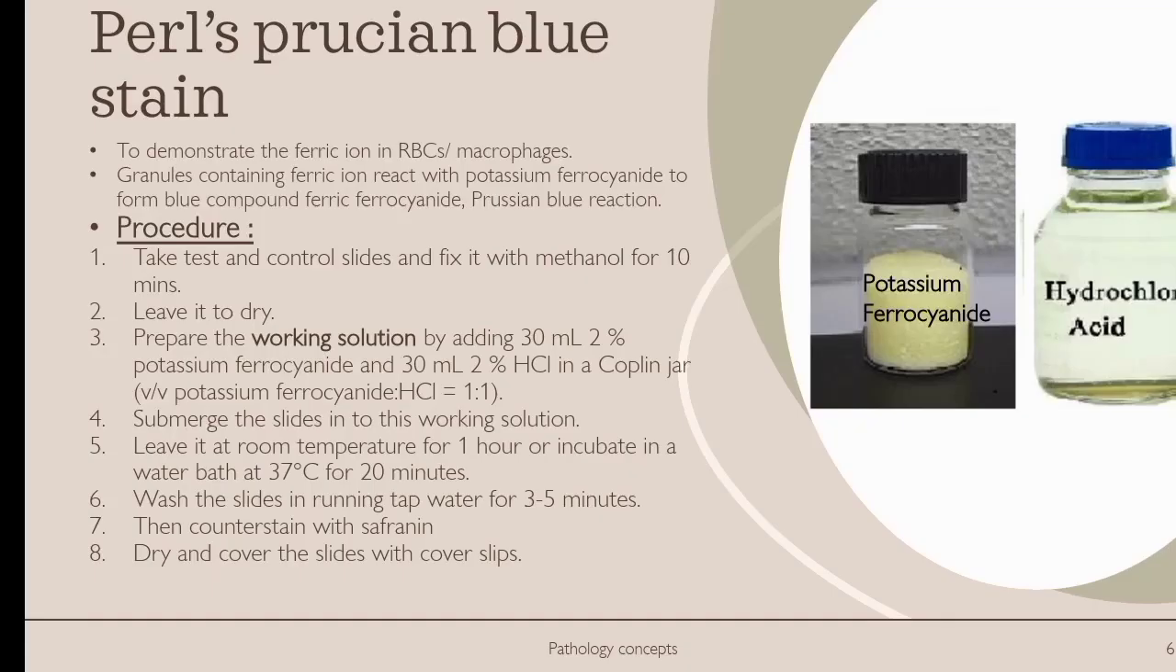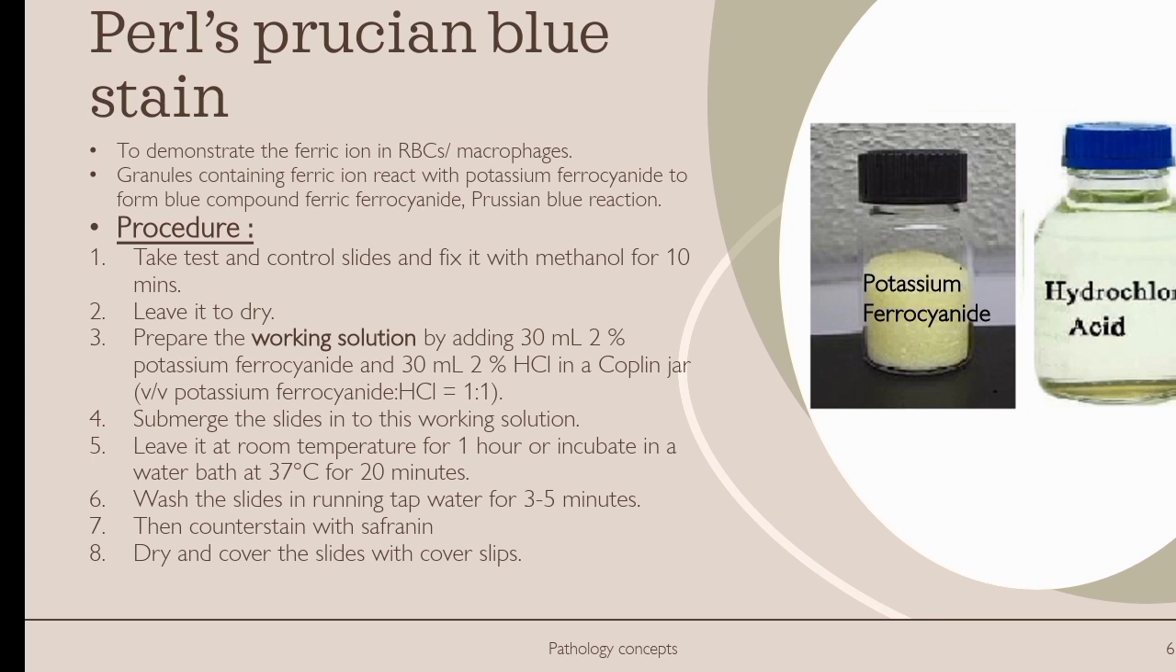The next stain we are learning is Perls Prussian blue stain. To demonstrate the ferric ion in the RBCs and the macrophages, the Perls Prussian blue stain is used. Granules containing ferric ion react with potassium ferrocyanide to form a blue compound, ferric ferrocyanide. It is called the Prussian blue reaction.